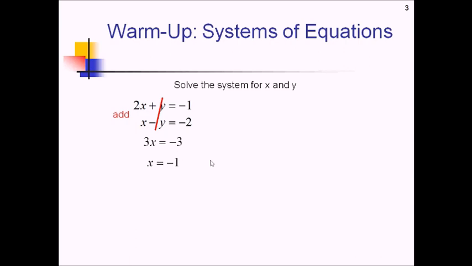Don't forget to plug that back in to find the y value, though. Let's plug it into this second equation here. So for x equals negative 1, we can write negative 1 minus y equals negative 2. So adding the 1 over here, that's negative y equals negative 1. So positive y equals positive 1. And as a final answer, we have the point negative 1, comma 1.